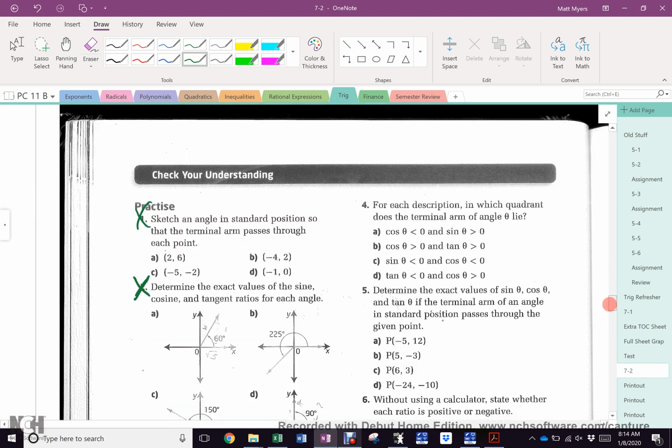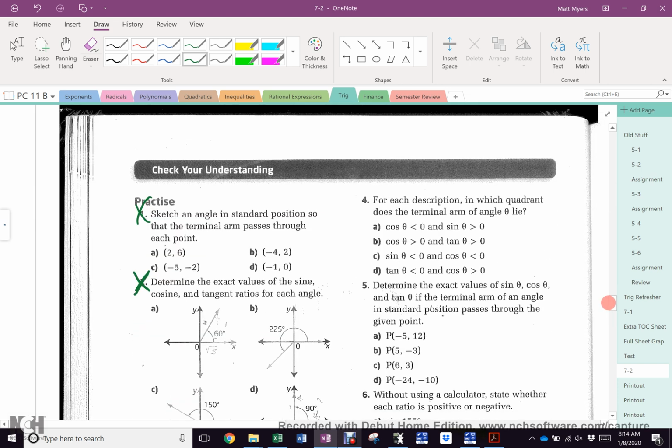Up here, choose a letter from 4. D. Tan is negative and cos is positive. Where's the only place cos is positive? Quadrant 4 and quadrant 1. But tan is also positive in quadrant 1, so this has to be quadrant 4. Yeah?